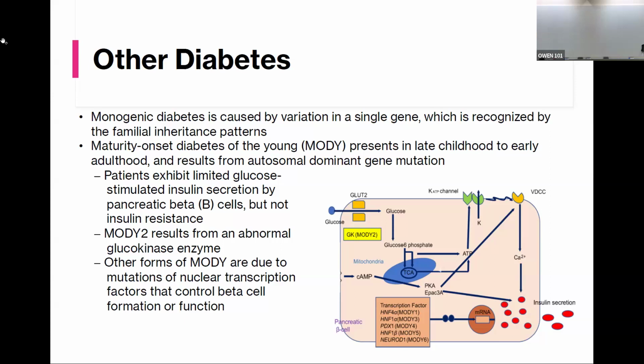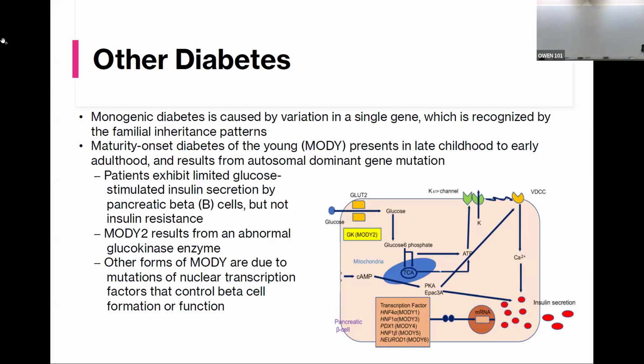Well, late childhood especially, and also early adulthood. This can happen in many different places, that can cause diabetes, a mutation that can cause diabetes. So it's called maturity onset diabetes of the young, or MODY.